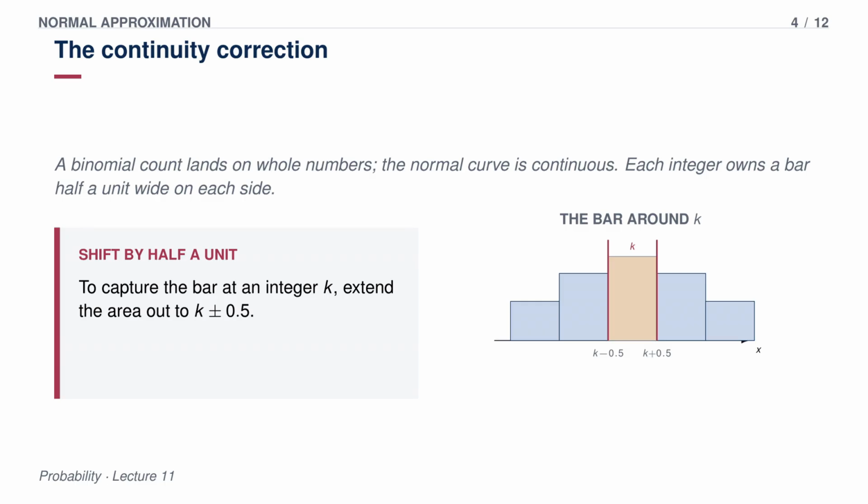Now there's one subtlety, and it's the single most important thing in this whole lecture, so let me set it up carefully. The binomial count is a whole number, 5, 6, 7.